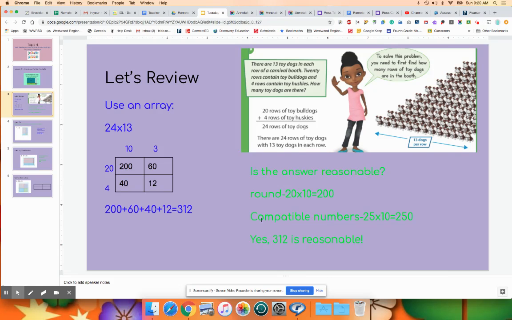Okay, compatible numbers, I can make 24 into 25 because they are close, and then multiply that by 10 and get 250. So remember, this is just a check method, and 250, yes, is close to 312.